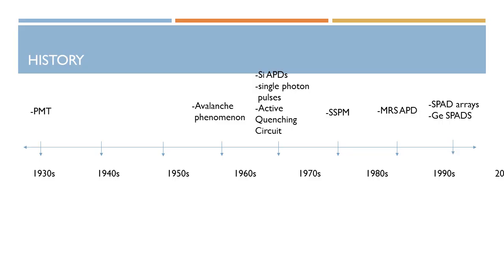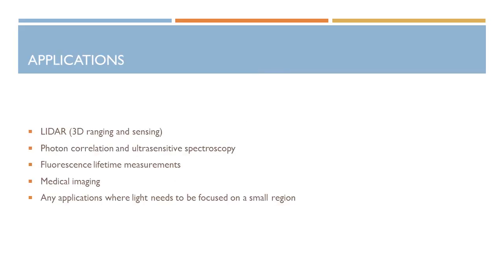In the 1990s, the metal resistor semiconductor was invented in Russia. In recent years, we see developments in single-photon avalanche diode arrays and germanium single-photon avalanche diodes to increase the spectrum of detectable wavelengths into the infrared. And here are some applications of single-photon avalanche diodes.